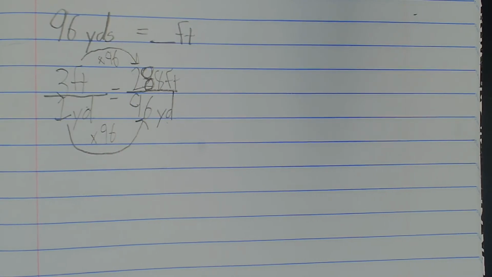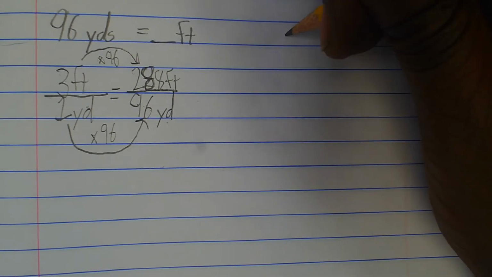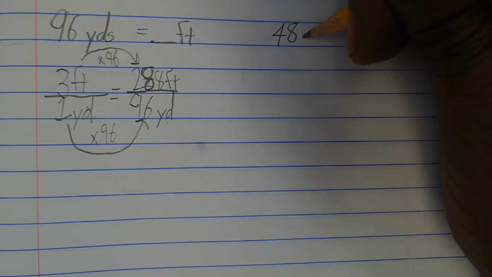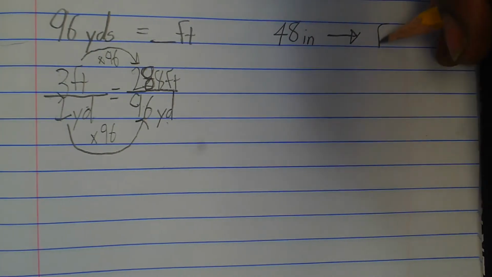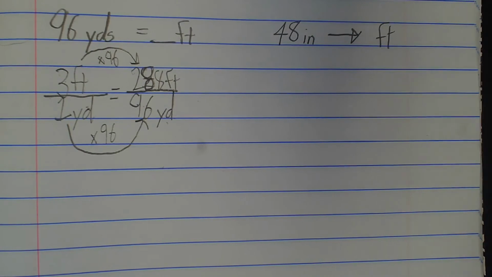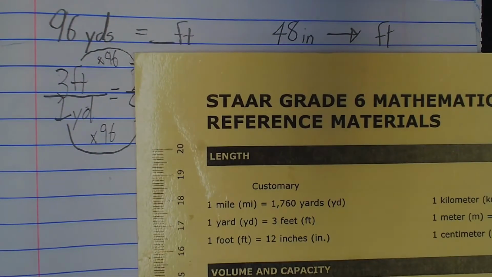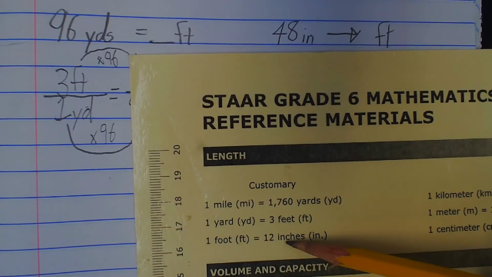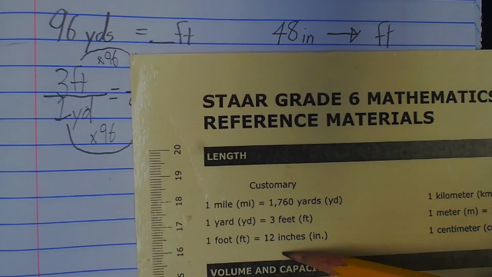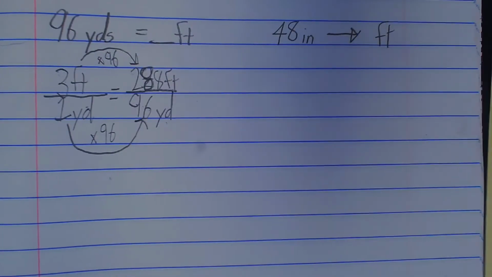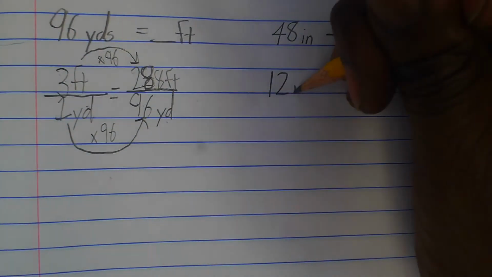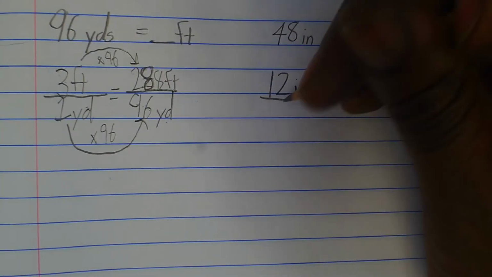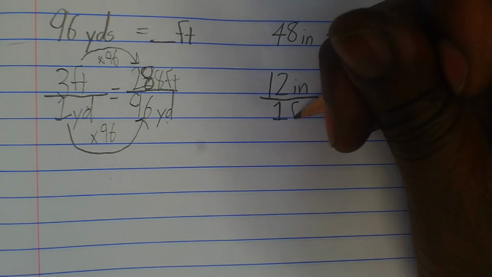All right. So now, if we look at another problem, we have 48 inches, and we need to convert those inches to feet. Using the reference materials page, I know that 12 inches equals 1 foot. So I need to write this as a rate. My 12 inches will be my numerator and my denominator will be the 1 foot.